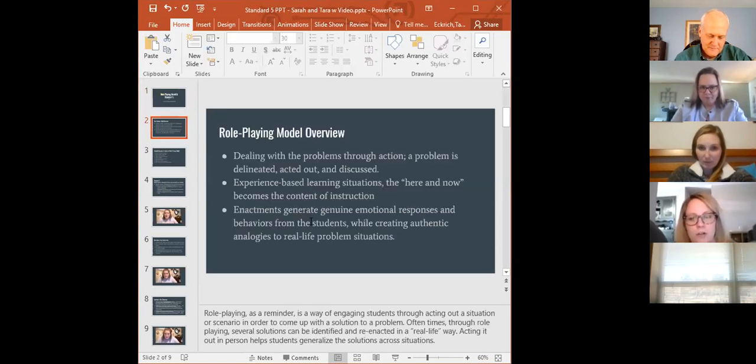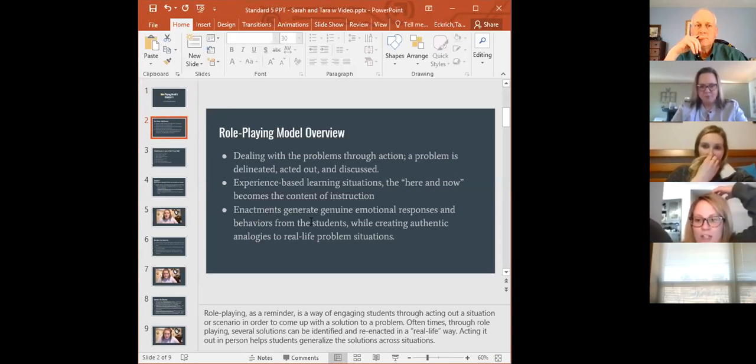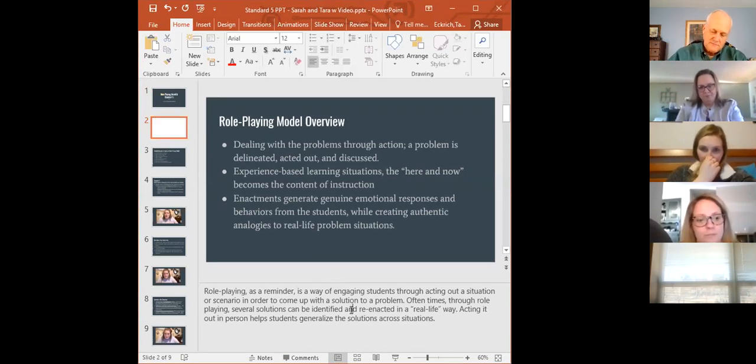So just a reminder of what role-playing is. It's perfect actually for most of these standards because it is a very, very highly engaging model. So I guess our job was pretty easy. Really it's just a way of engaging students through acting out situations in order to problem solve. And as counselors, it's really important to have them act those things out because then they can practice and generalize those things to real life situations when they actually happen.